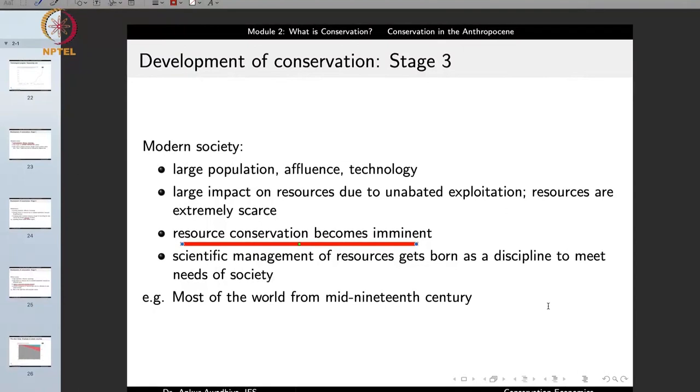But then to make use of these resources in a sustainable manner, we not only require this feeling or this devotion to conservation, but we also require means to perform these operations. So we need not just a willingness, but also the technology and also the economic inputs that will make this possible. Most of the world from the mid-19th century is now in this stage. So conservation has become a very important part of life these days.